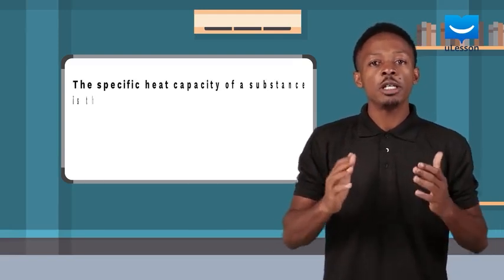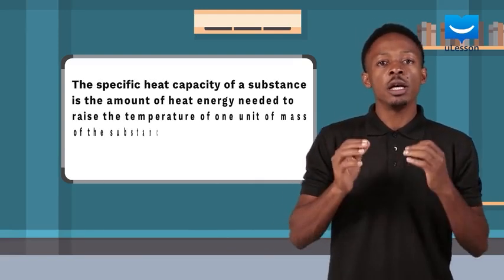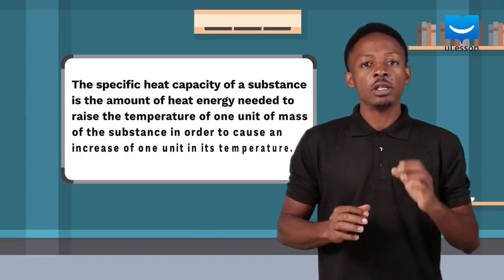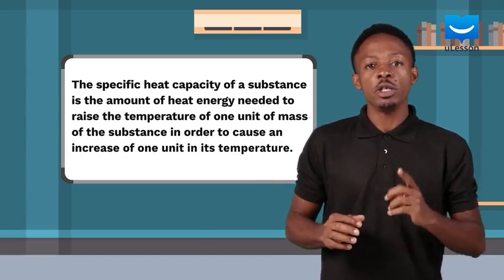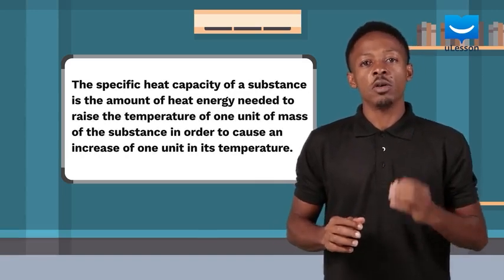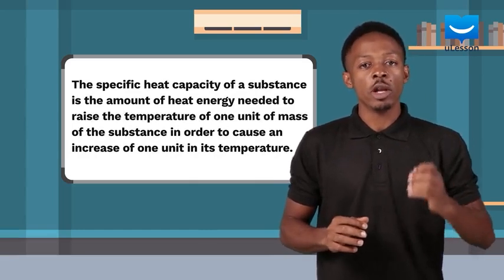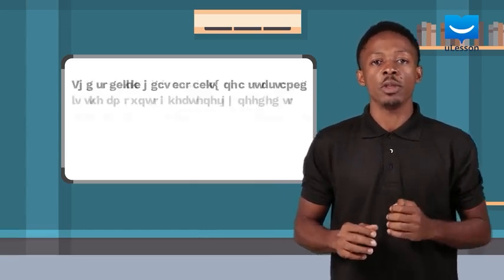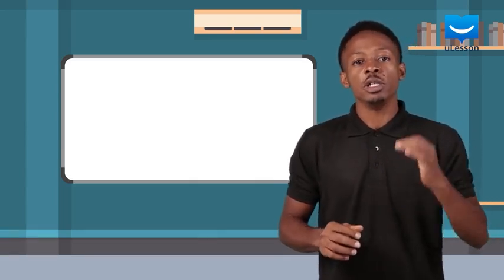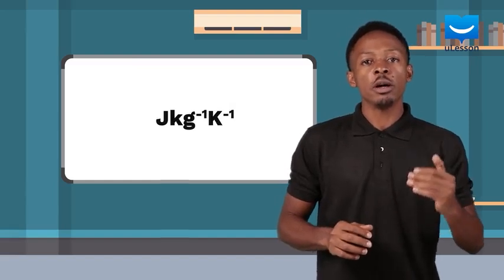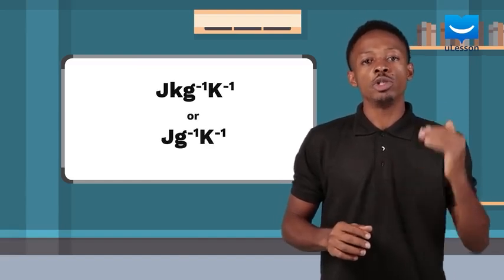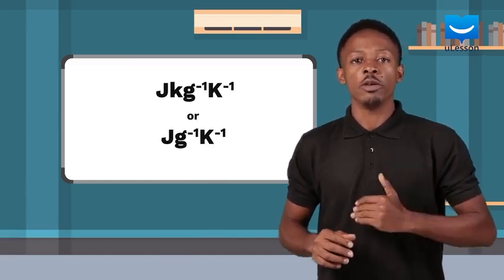The specific heat capacity of a substance is the amount of heat energy needed to raise the temperature of 1 unit of mass of the substance in order to cause an increase of 1 unit in its temperature. It is usually measured in joules per kilogram per Kelvin or joule per gram per Kelvin.